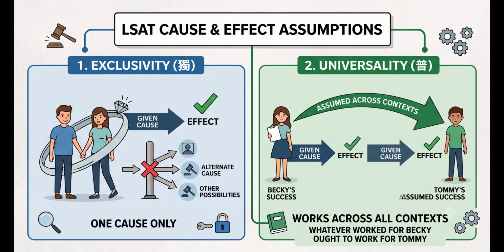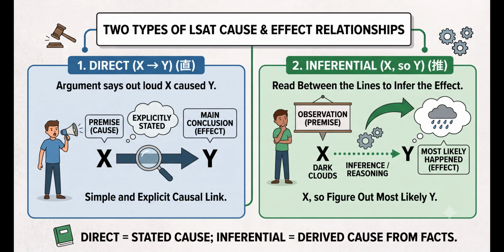Remember the LSAT's 2 unique assumptions regarding cause and effect. First is exclusivity, the idea of monogamy, can love only one person for life. In other words, the given cause is always assumed to be the only possible cause. Second is universality, the idea that if it worked for Becky, then it should for Tommy as well. In other words, the given cause is always assumed to work across different contexts. Remembering those two principles, frame the argument into cause and effect. There is no hard-set rule in how to go about identifying what is each, as it varies from argument to argument.